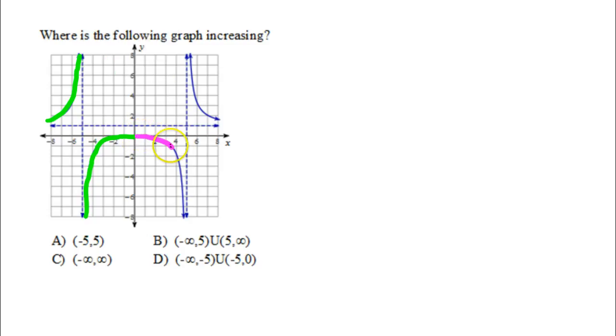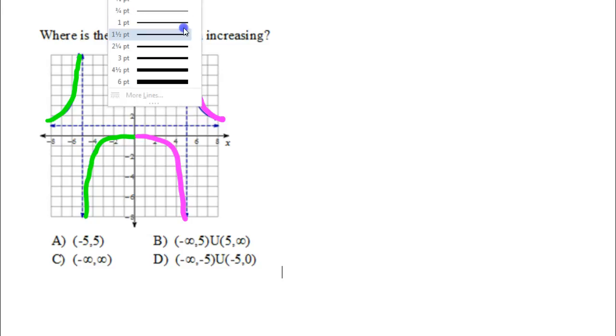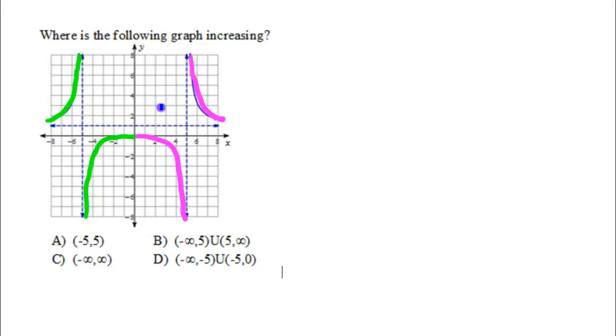So from here to here, it is decreasing. And then it picks up from here, and we're still going downhill, so this is also decreasing. So the green portions of the graph are increasing, and the pink portions are decreasing. Now, when we talk about the intervals of increasing and decreasing, though, we only look at the x-axis.